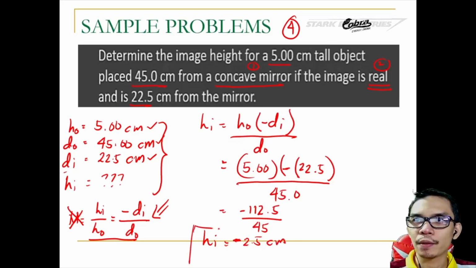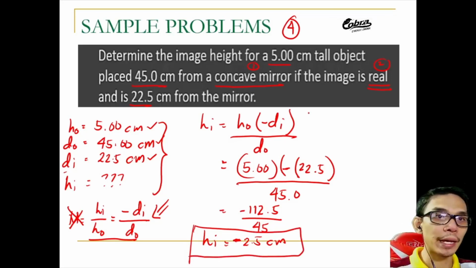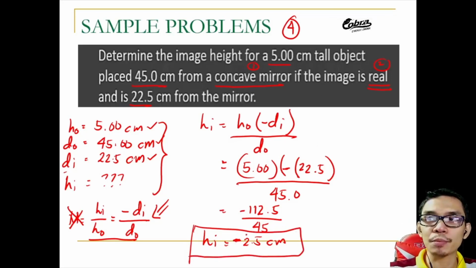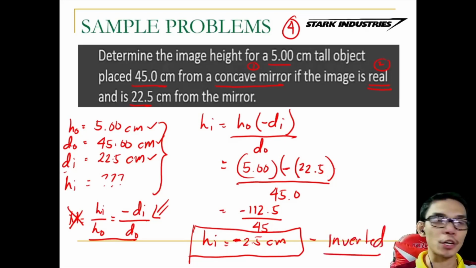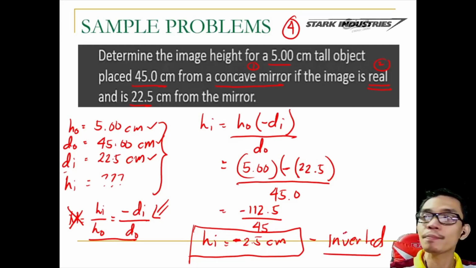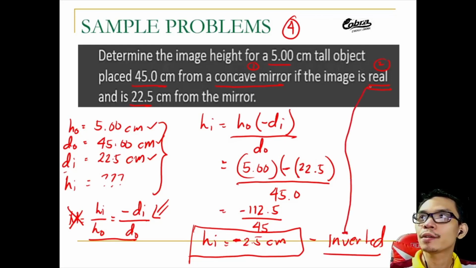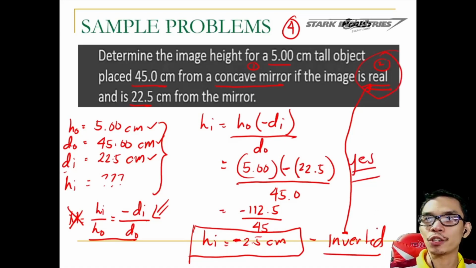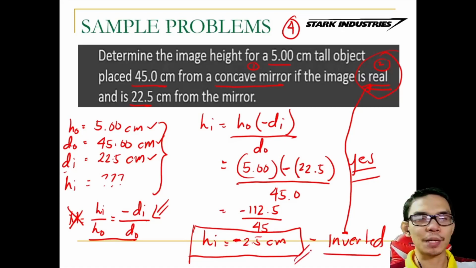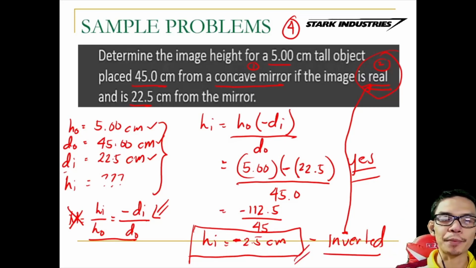So what do we mean by this negative sign that we have right here? The negative sign means that the image is inverted, based on our sign convention. Now, if it is inverted, does it follow the data in the problem? Does it follow what the problem says? Yes, of course. It follows the problem's real image. So therefore, our answer is correct. That is 2.5 centimeters. So that was the fourth problem.